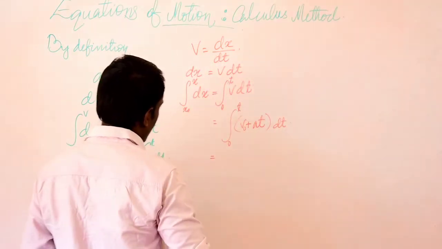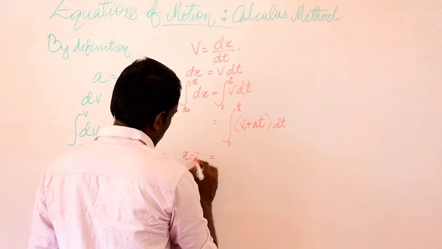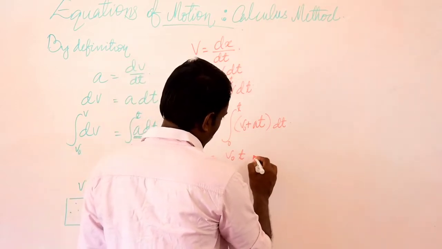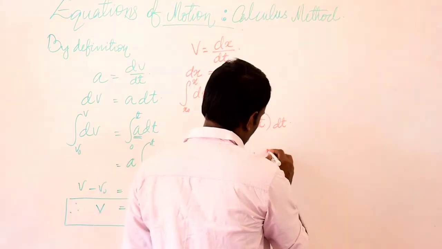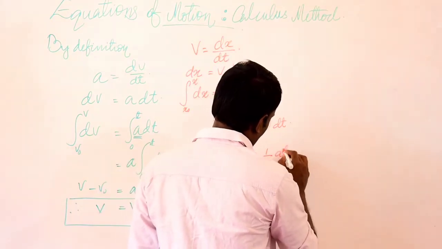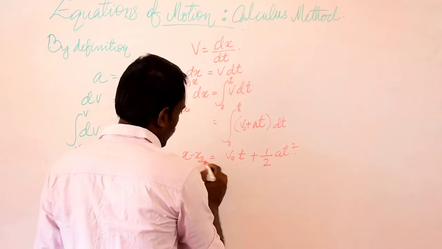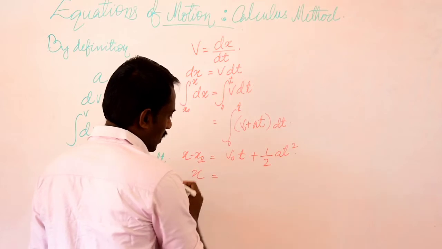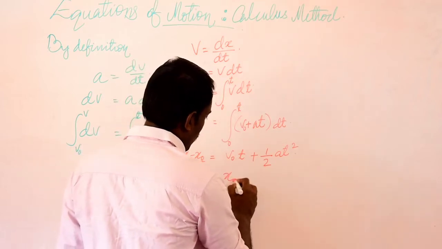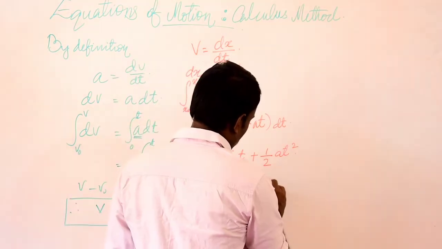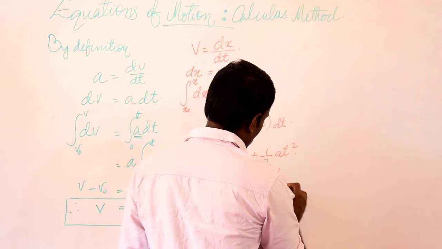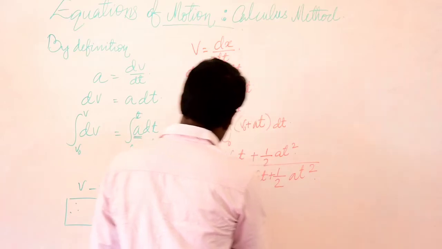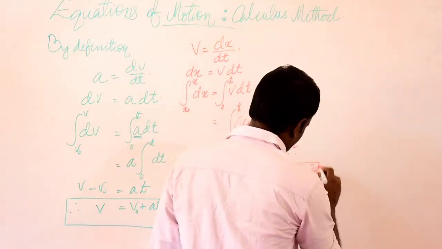Integrating dx, we get x minus x0 is equal to v0 t plus half a t square. Transposing x0 to the other side, we get x, the displacement here, is equal to x0 plus v0 t plus half a t square. This is the second equation of motion.